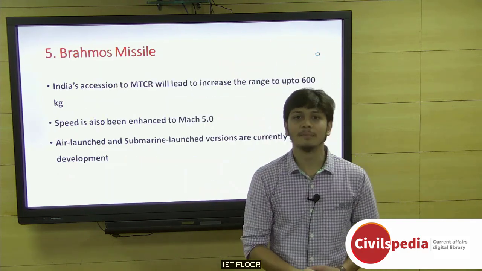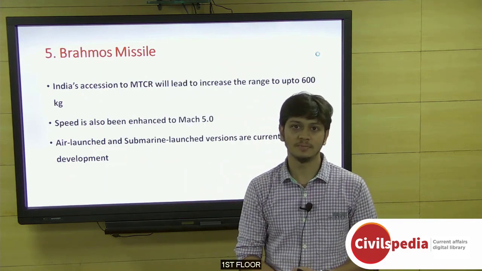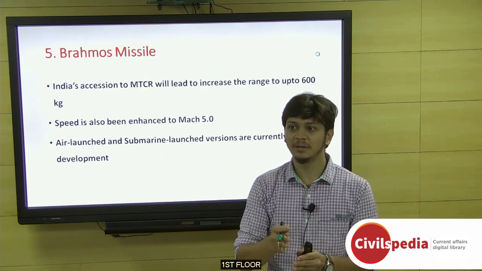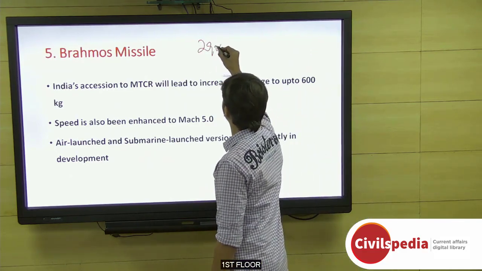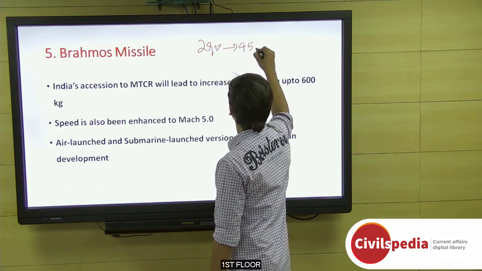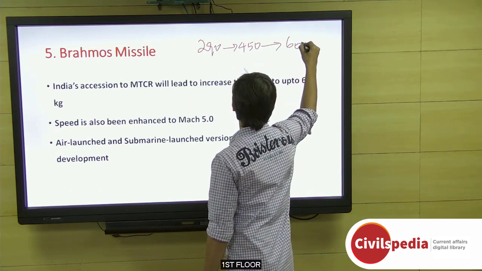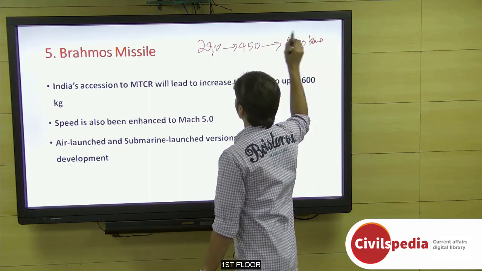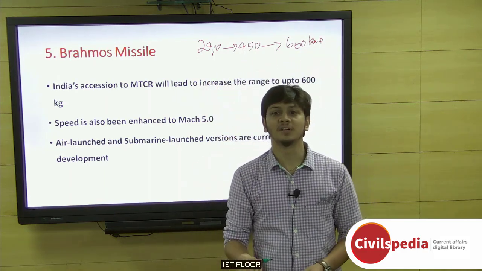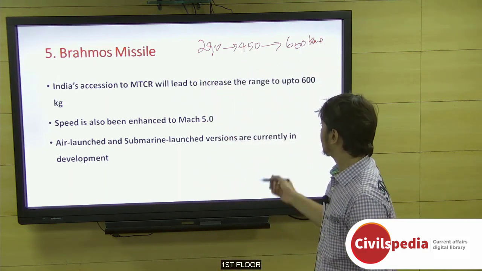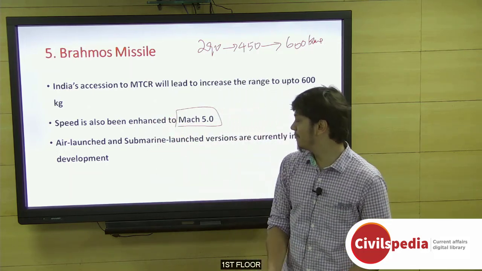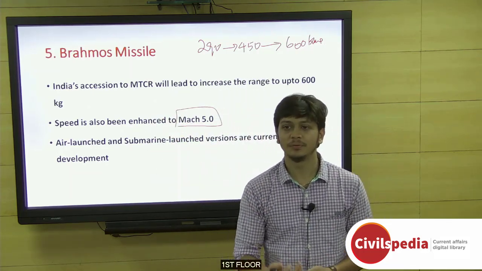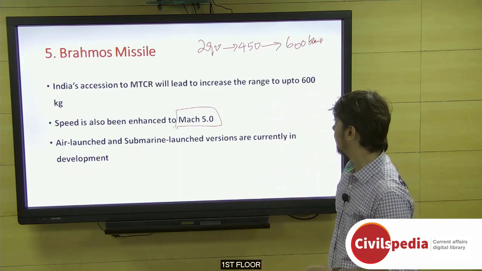Since India has joined the MTCR, that is the Missile Technology Control Regime, this range has been increased slightly. The 290 has been increased to 450 kilometers, and it is now getting increased to 600 kilometers. It is due to India's accession to the MTCR. The speed is also being enhanced to Mach 5.0, and air launch and submarine launch versions are also being developed. So friends, this is the importance of the Brahmos missile.